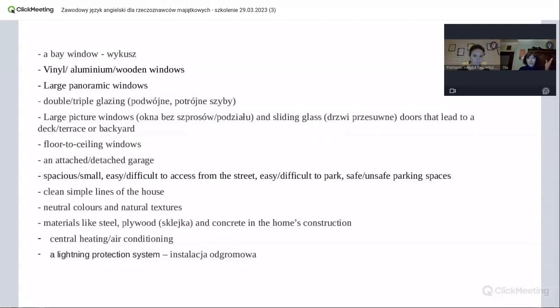I put here all, I think, expressions that you might find useful. For example, a lightning protection system, instalacja odgromowa, which also sometimes may be worth mentioning in the description.